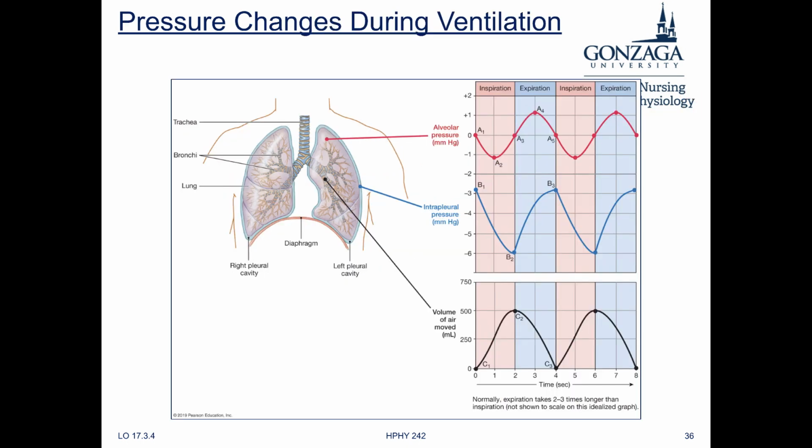All right, so we discussed how the chest cavity or the thorax changes during the respiratory cycle. We've discussed some pressure gradients in the respiratory cycle.